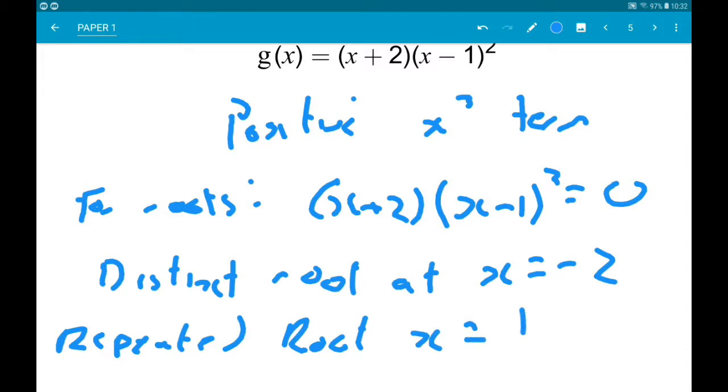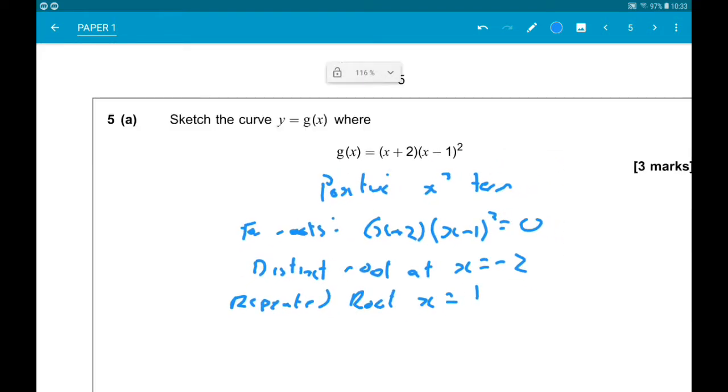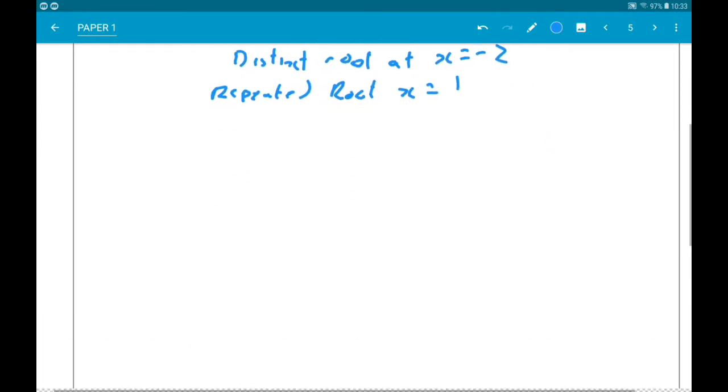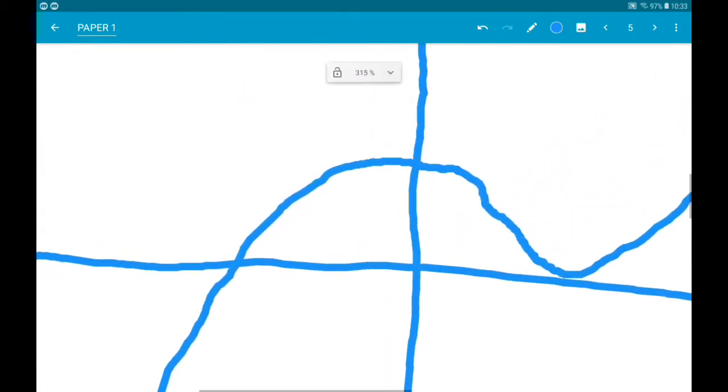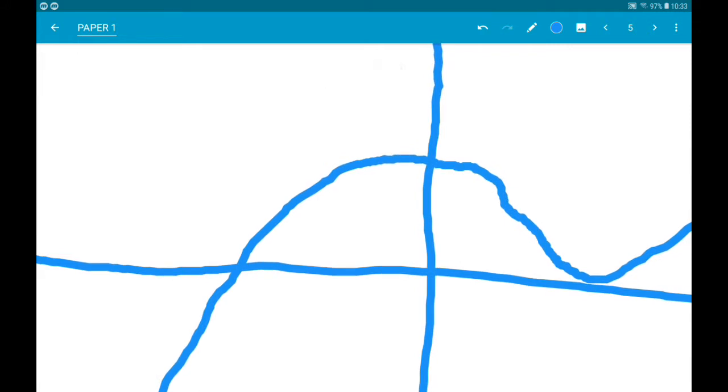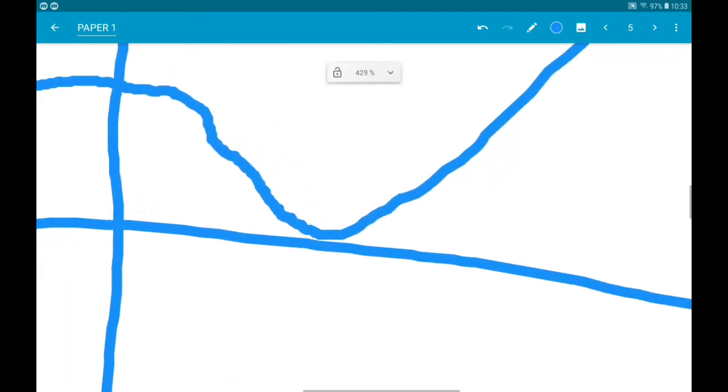Now at a repeated root, the graph only touches the x-axis but doesn't cross. So our graph is going to look something like this. So the x coordinate here is minus 2, and over here we have 1.